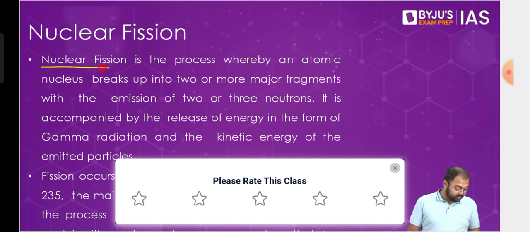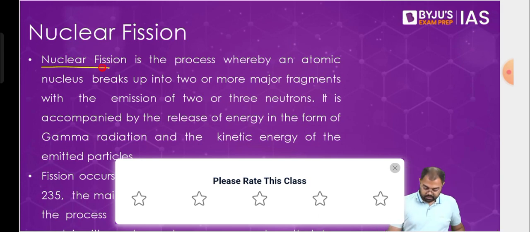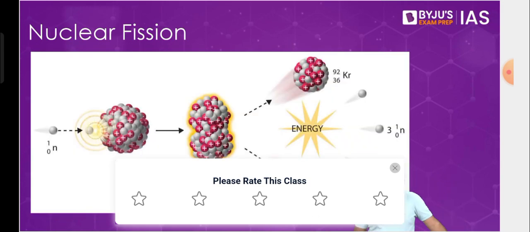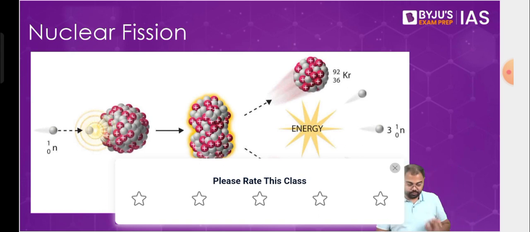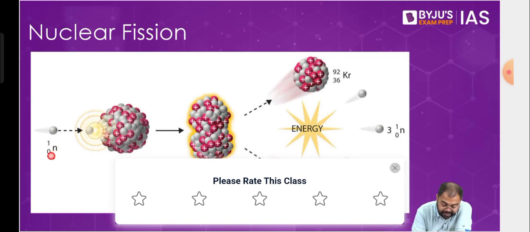Now, let's look at this diagram. You'll have a better understanding here. What we do in this process is that we take uranium, uranium 235 to be exact, and this uranium is bombarded with a neutron. As soon as it is bombarded with a neutron, this 235 becomes 236. So atomic number does not change, mass number changes because there is one extra neutron.